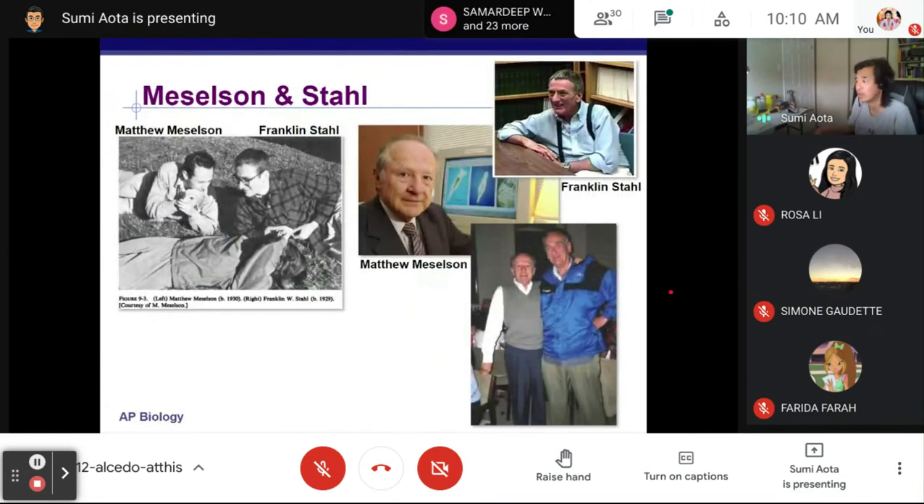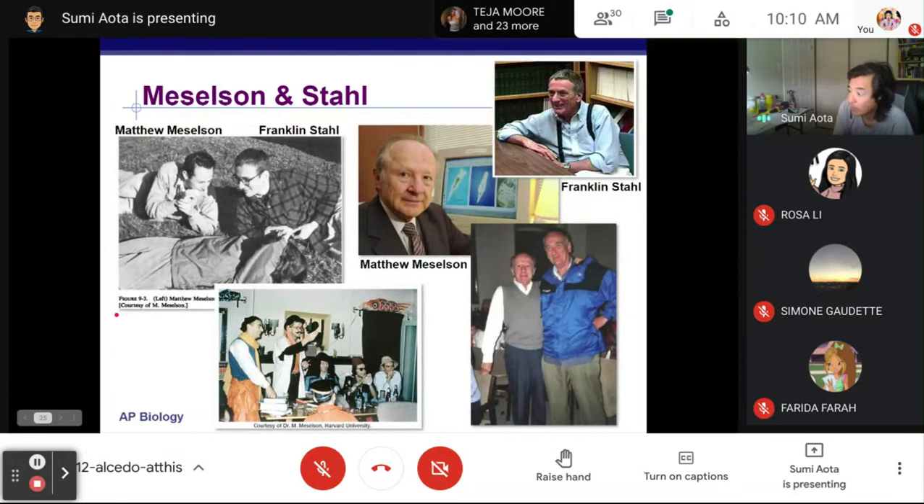Oh, this is Meselson and Stahl. This was them when they were at Harvard at a Halloween party. Meselson and Stahl are those two there. Typical grad students, drinking lots of beer.